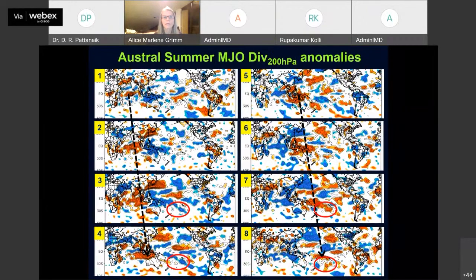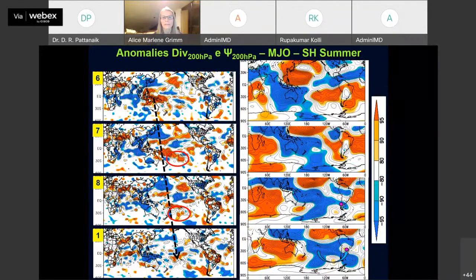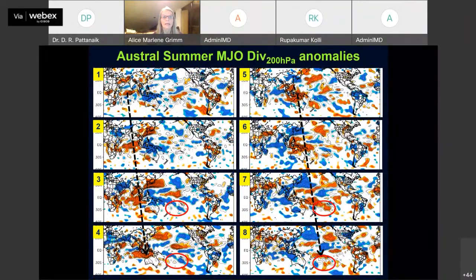Here we can see then in phases three and four, low level convergence here, and in phases seven and eight, high level divergence here and high level convergence here, associated with suppressed convection in this case, and here enhanced convection.